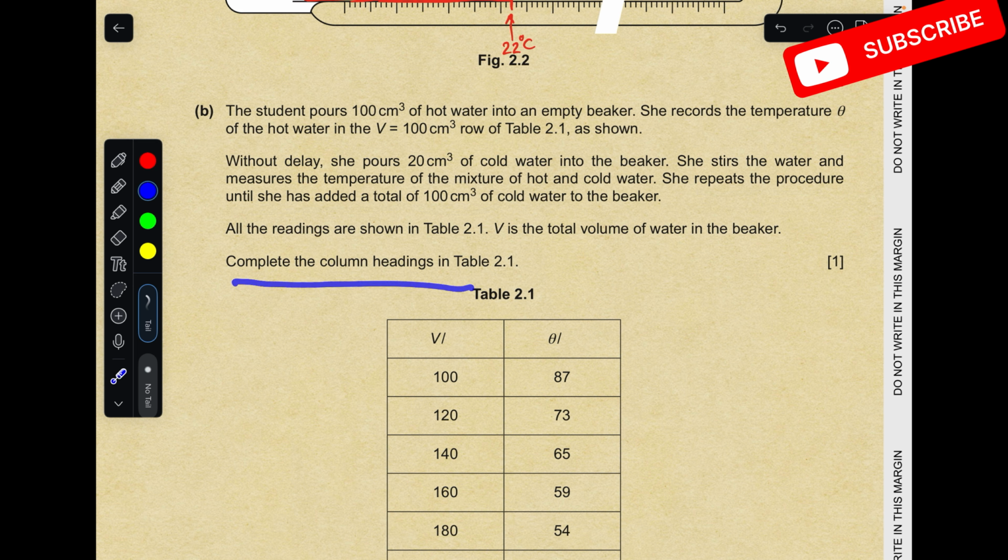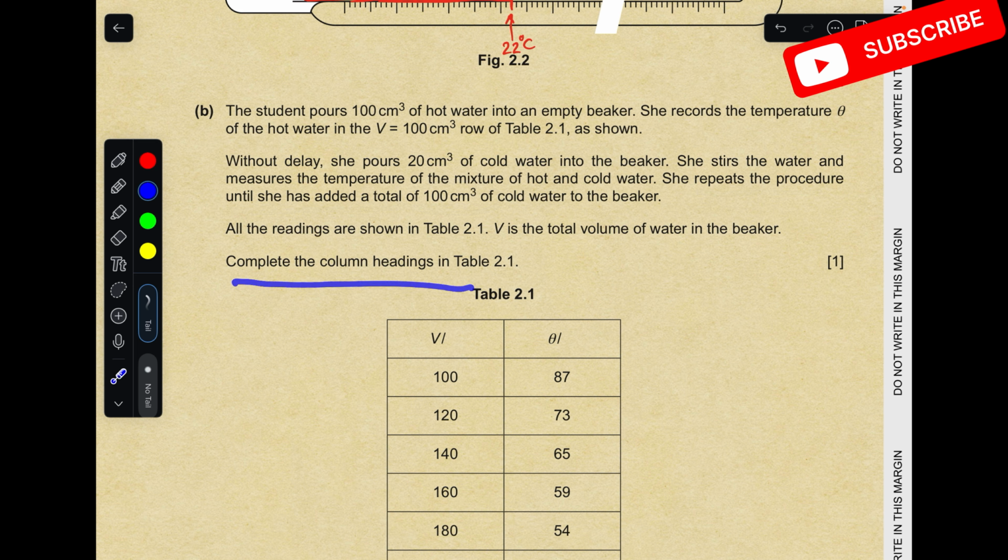Okay. Next, second part. Complete the sentence to explain the reason for stirring the water at each stage. The student stirs the water before recording the temperature. Why do we mix the water? To make sure each part of the water will have the equal temperature. So what we want to ensure is the liquid has uniform temperature throughout.